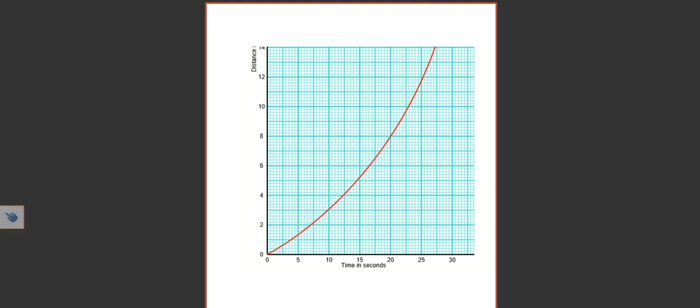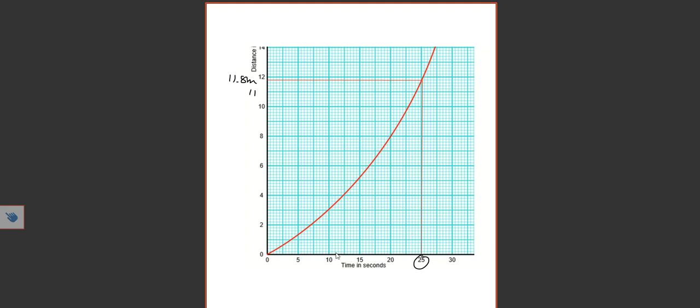Okay, so we said we want to estimate the speed at 25 seconds, was it? So if I go up from 25 up to that point, now what I can see is the distance that the fish is at after 25 seconds. That's 11.8 meters. Okay? So we know the fish has travelled 11.8 meters in 25 seconds. That's what I can read from a distance-time graph.